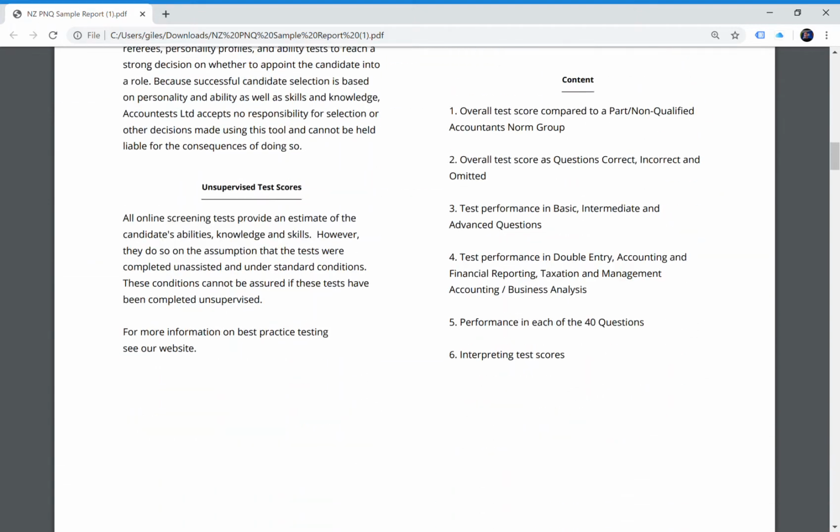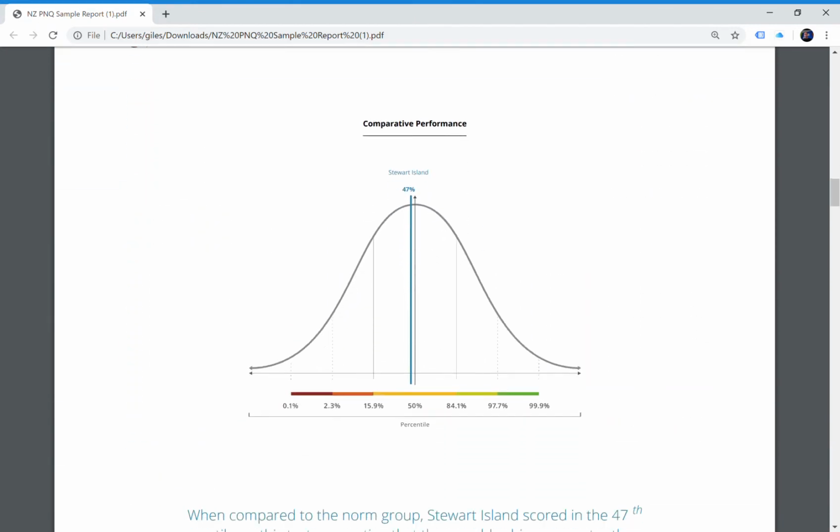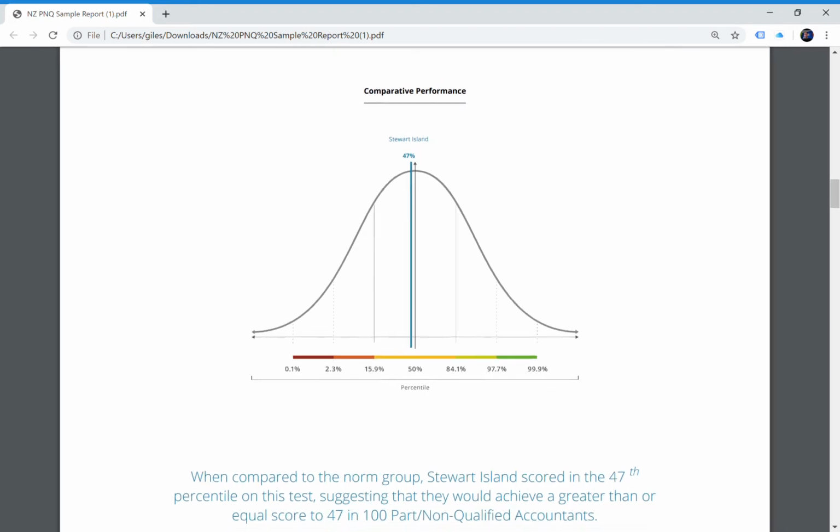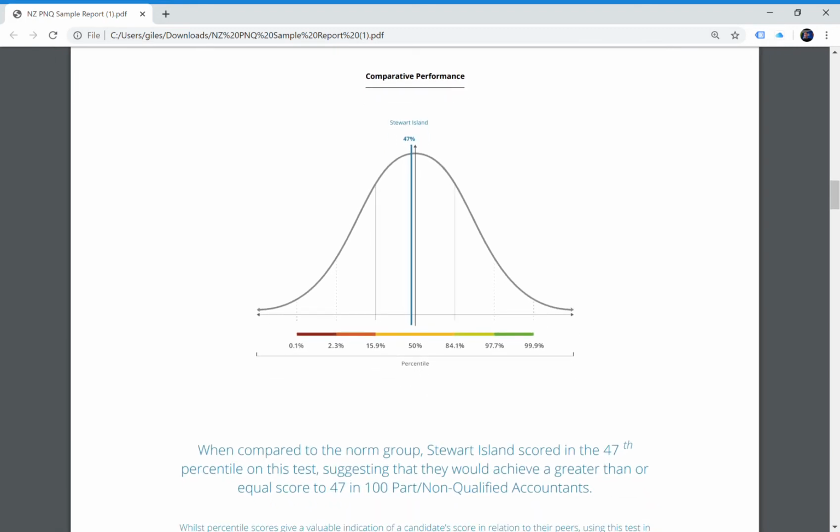If we skip over the introductory page, go to the top of page 3. This is the most critical part of the report. It shows you how your candidate sits against the several hundred other people who've already sat this test. So you get to see what percentile they're at, and Stuart in this case is on the 47th percentile. What that means is that they will be better than 46 out of 100 part qualified New Zealand accountants, not as good as 52 out of 100, so pretty much right in the middle.